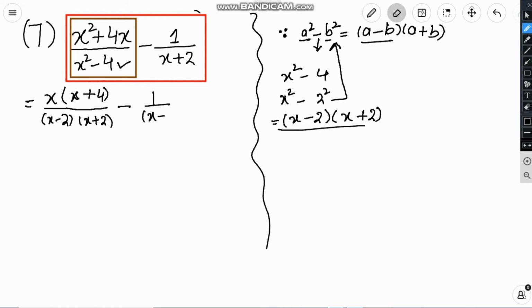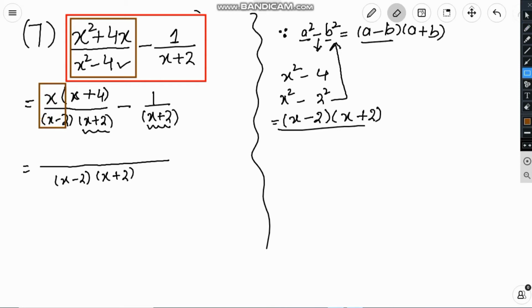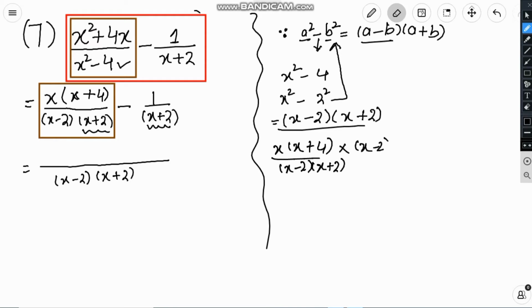So replace your denominator with these two factors, that is x minus 2 and x plus 2, minus 1 by x plus 2. As you can see, x plus 2 is the same 2 times. So as you know very well, any factor that is 2 times, we write it just once, that is x minus 2 and x plus 2. Now take your first rational expression, that is x into x plus 4 by x minus 2 and x plus 2. Multiply it with x minus 2, x plus 2, because your LCM is x minus 2 and x plus 2.